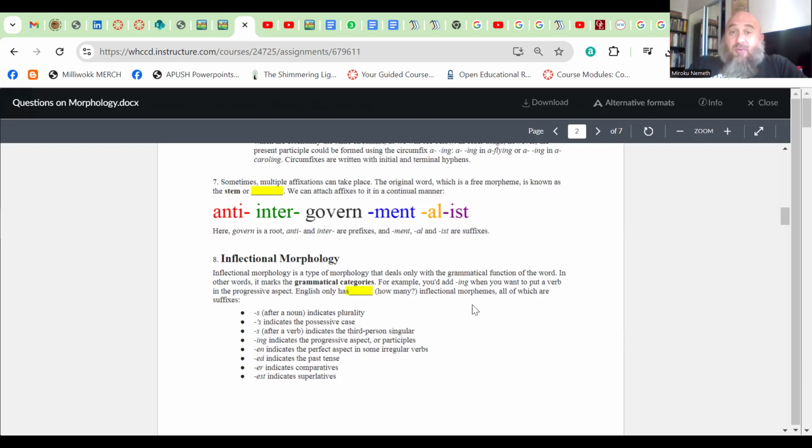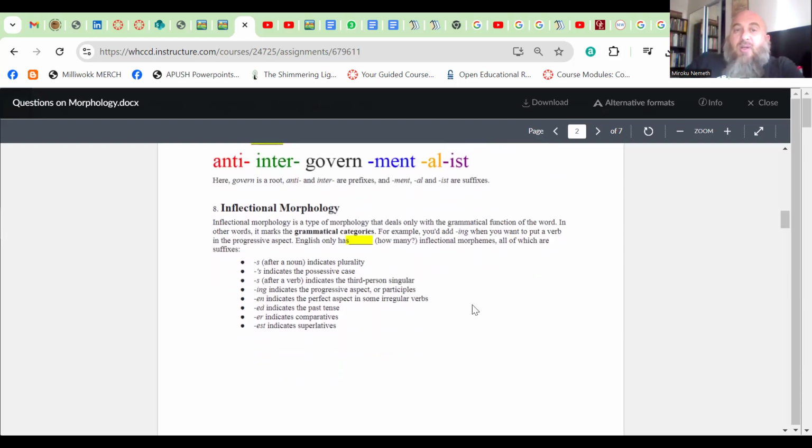Inflectional morphology. English only has 8 inflectional morphemes. All of them are suffixes, all coming after. So the -s, like boy, boys, plural. The apostrophe s, for the boy's book, like he owns it. The -s after a verb: not the boy eat, you say the boy eats. That's an inflection. -ing is progressive, so he is walking. That's an inflectional morpheme.